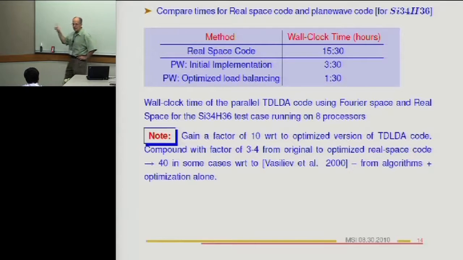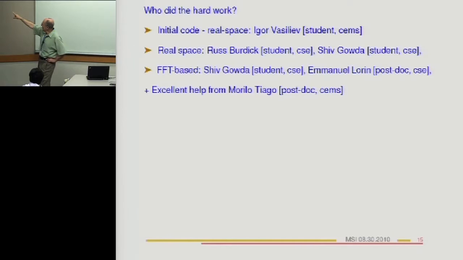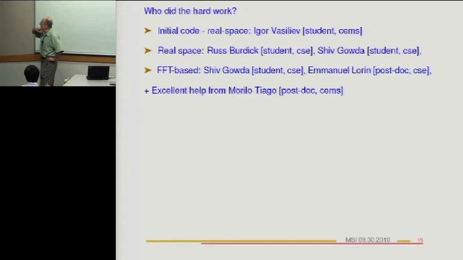But there's a lot of things that went into this, by the way. So this took, let's say, 5 or 6 years to get all of this. And there are many people who worked on this, and I should probably mention the names here, who did the hard work. Initial work was by Igor Vassiliev. I'm just showing the student and their affiliation. He's a chemical engineer, a student of GEM. And the real space code was optimized by Russ Burdick, and then Shiv a little bit, not too long, on this. And then Shiv took over the FFT part.